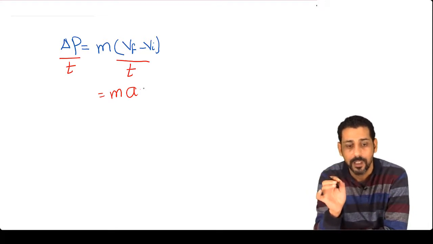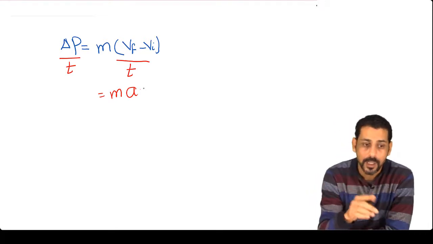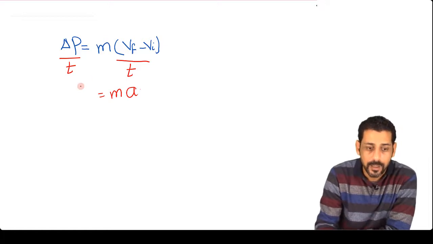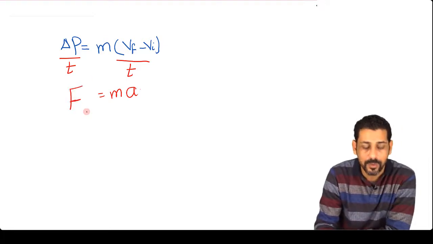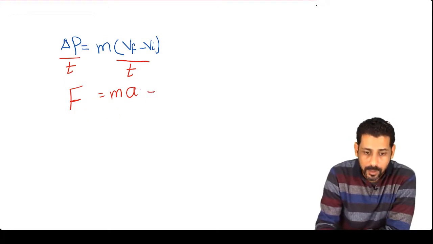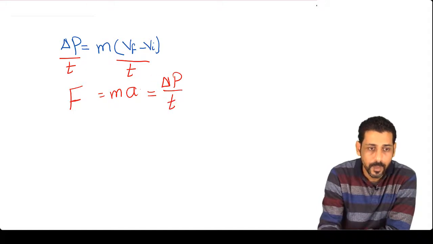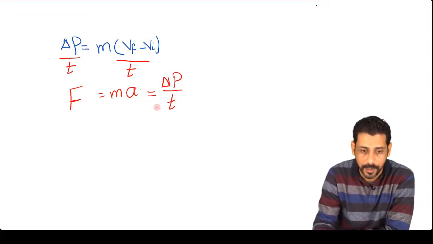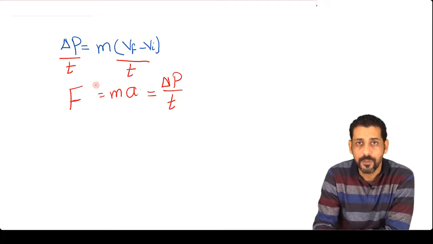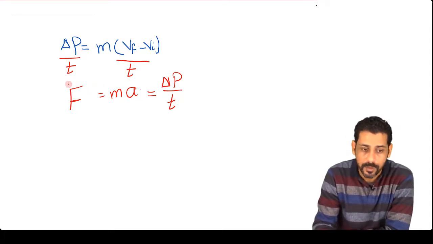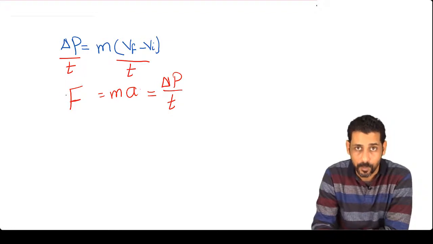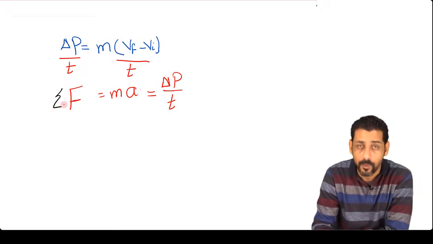Acceleration equals the change in velocity, delta V divided by t, and this is the force. So actually force equals mass times acceleration, or a change in momentum divided by time. So now we have two definitions for the force. I'm talking about the net force. Net force means the sum of all forces acting on the object.